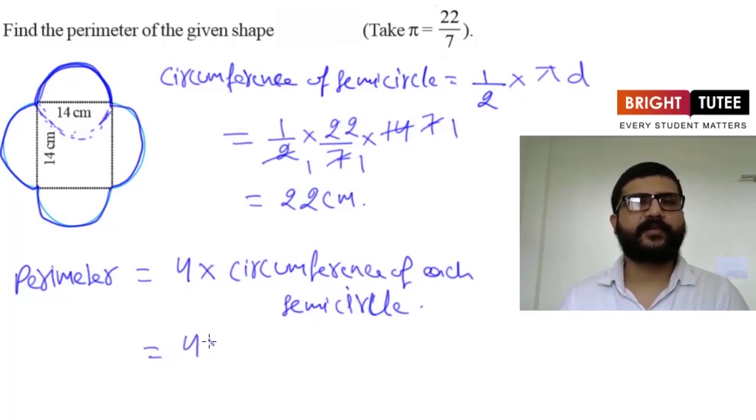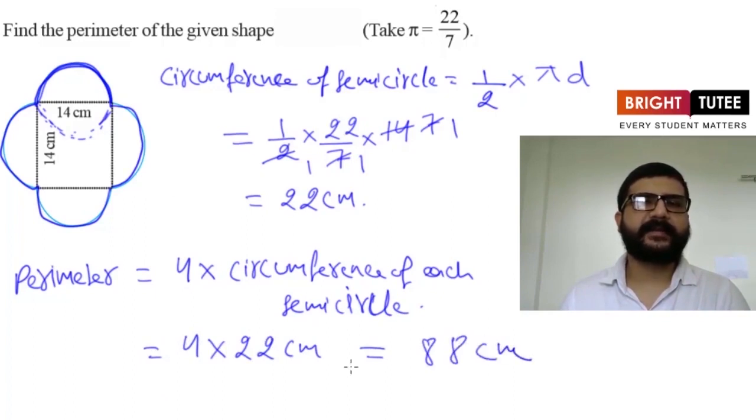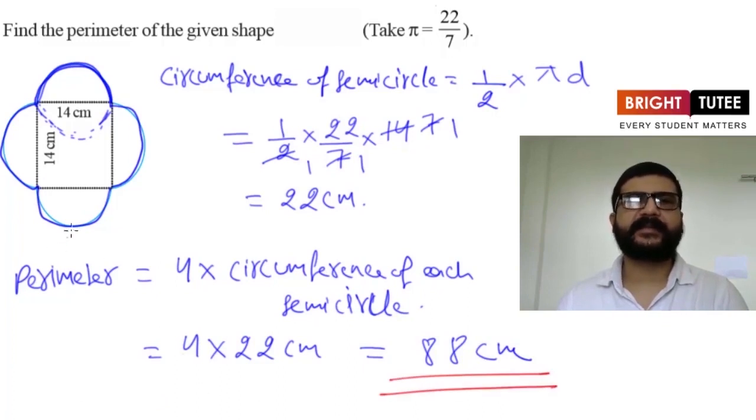Now this will be equal to 4 into 22 centimeters, which will be equal to 88 centimeters. Hence the final answer is 88 centimeters. The perimeter of this shape is 88 centimeters.